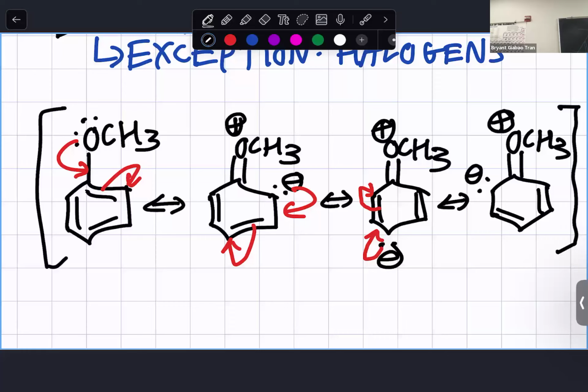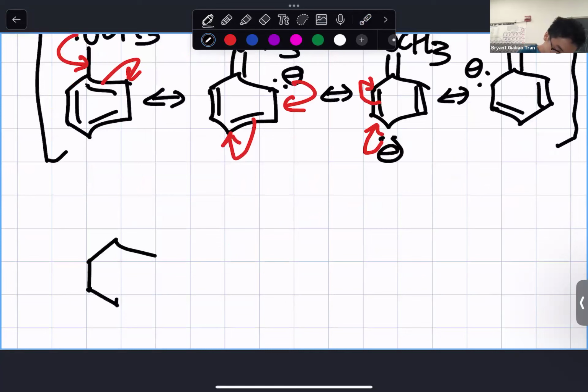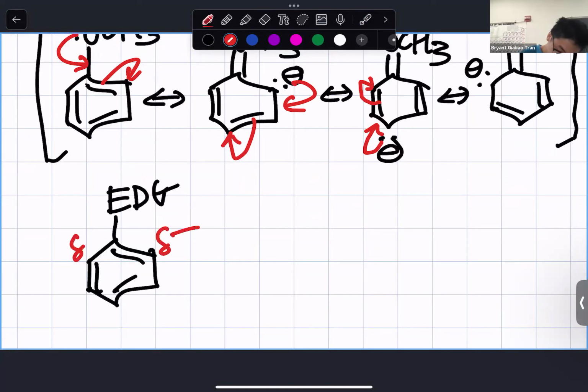Where EDGs, as we expected, donated electrons and negative charge to the benzene ring. And where do you guys notice the negative charges are at what positions relative to the EDG? Ortho, meta, para? Ortho. Yep, ortho and para. Because that is ortho, this is para, this is ortho. So let me just draw in a general benzene ring with any EDG. We know that that EDG will create partial negative charges ortho and para to it, right?